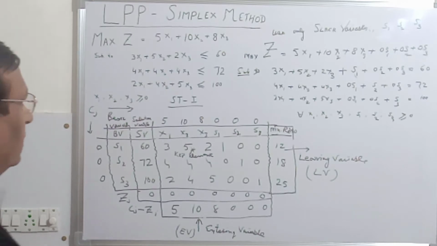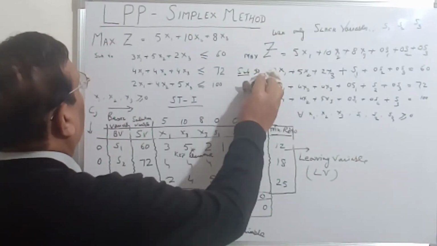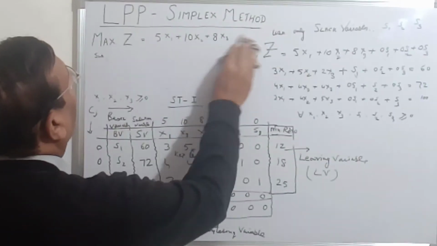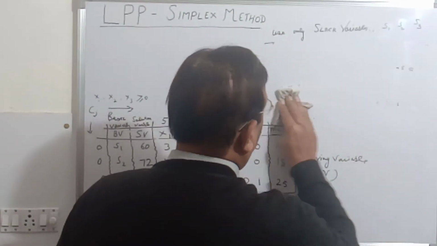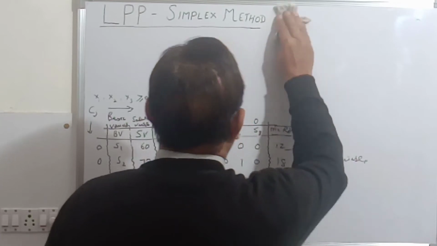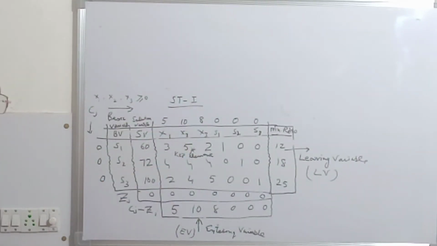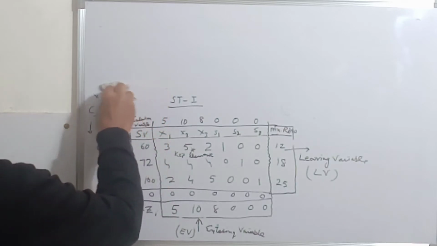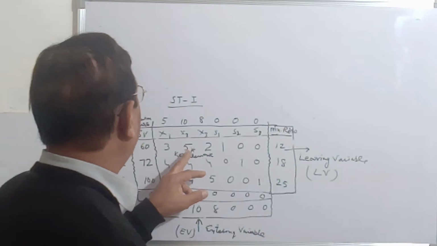So let's now formulate the second table. What are the techniques to be followed? Divide the first row by 5.